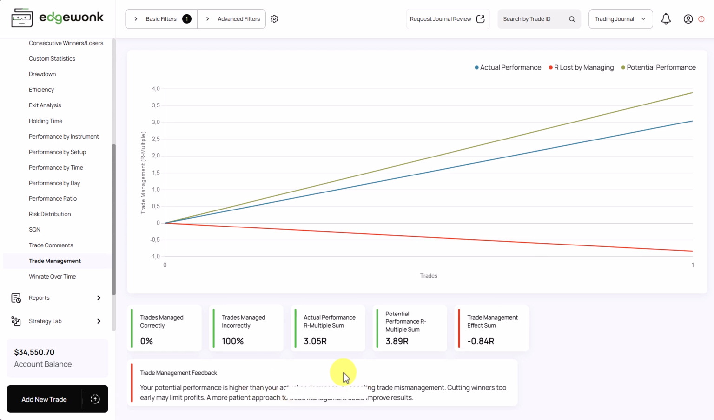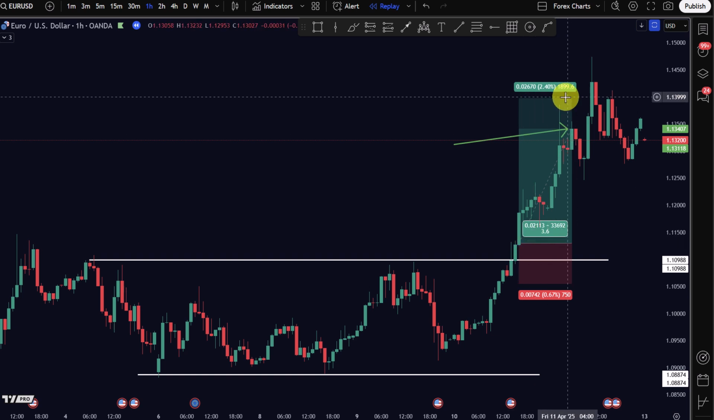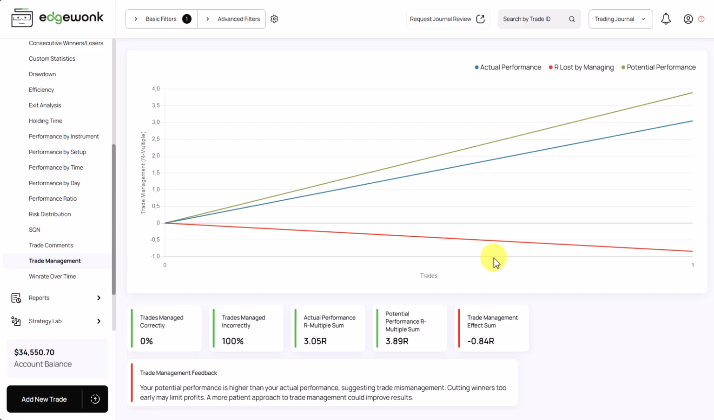And you can see here, this is indicating a problem with your trade management, cutting winners too early. And this is exactly what has happened here, right? We were in the trade, here was our take profit. If we wouldn't have interfered with the trade, then the price would have hit our take profit. So we lost out on some profits. And this is exactly what the trade management graph is picking up.